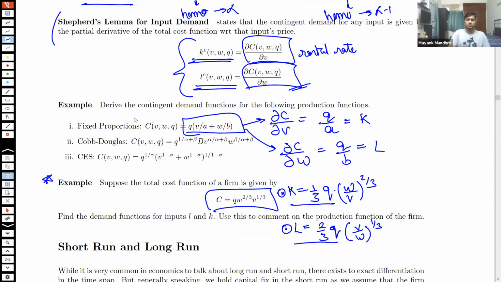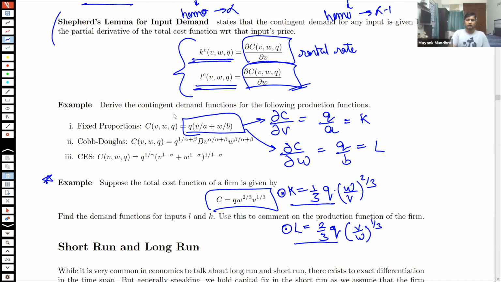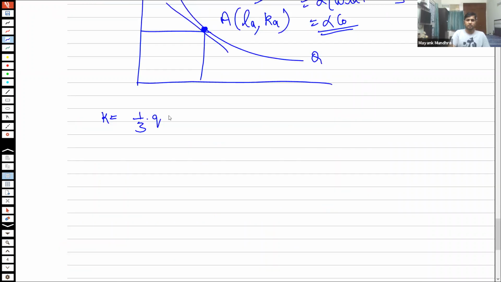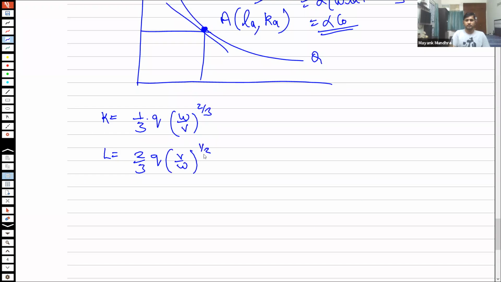K equals 1 by 3 times Q, W by V to the power 2 by 3, and L equals 2 by 3 times Q, V by W to the power 1 by 3. So eliminate V and W. So that's what I mean.